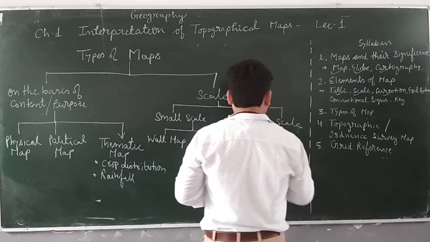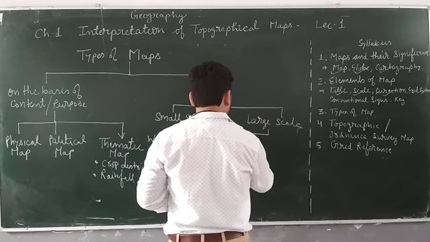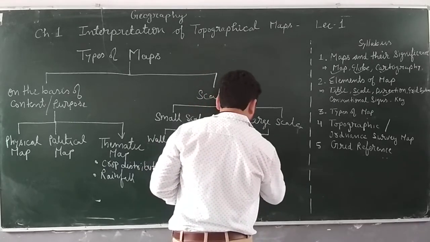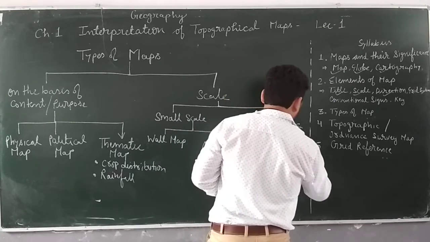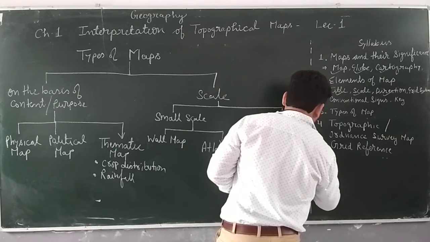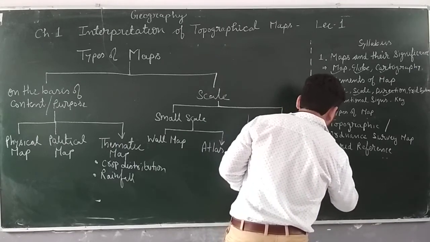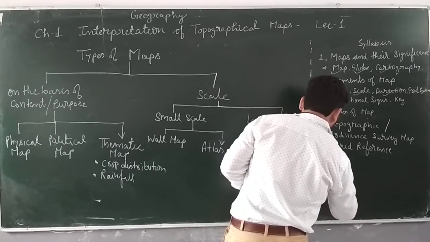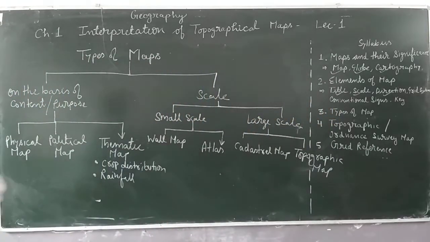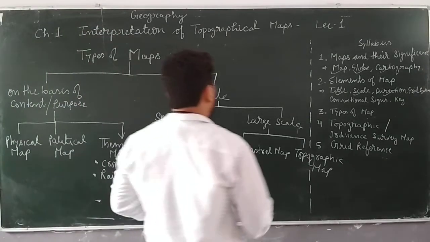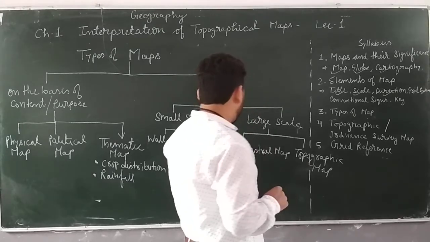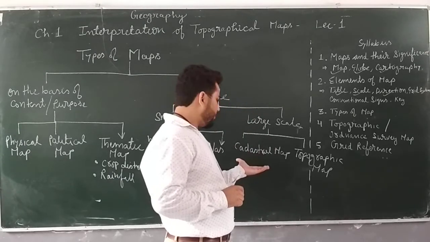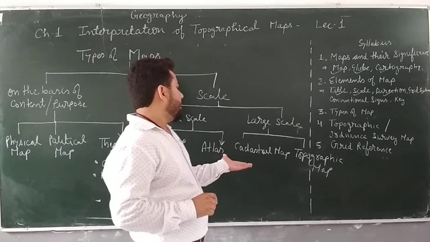Large scale maps are of two types. One is the cadastral map, and another is the topographic map. Now, what is the meaning of cadastral map or topographic map? See, cadastral is a new word for you. Let me tell you what is the meaning of cadastral map.